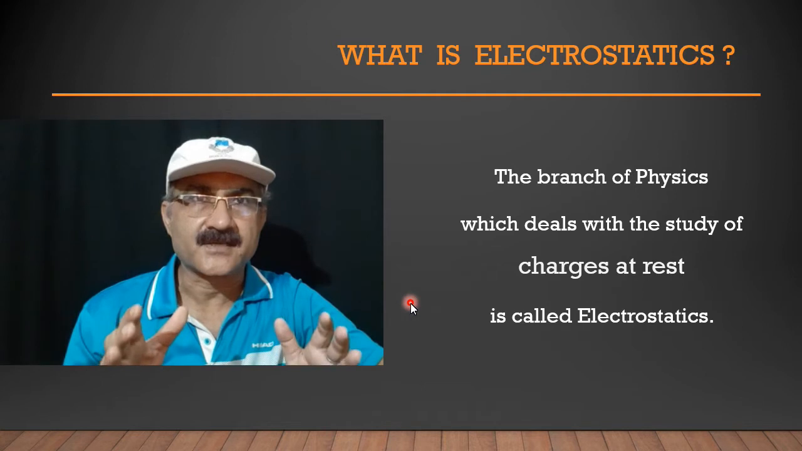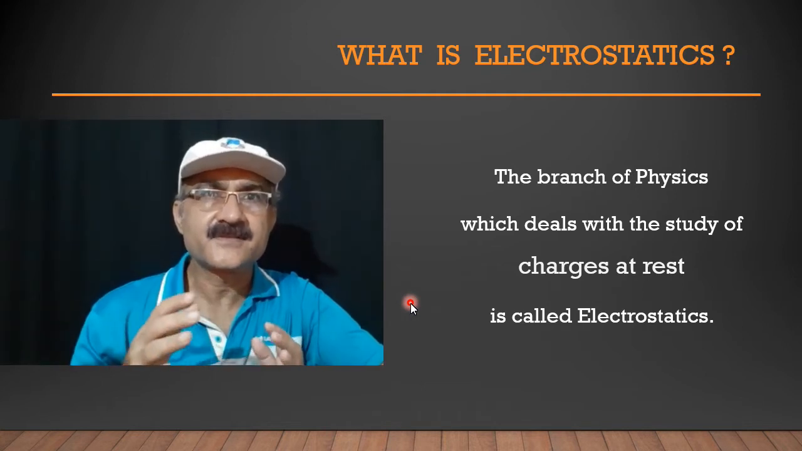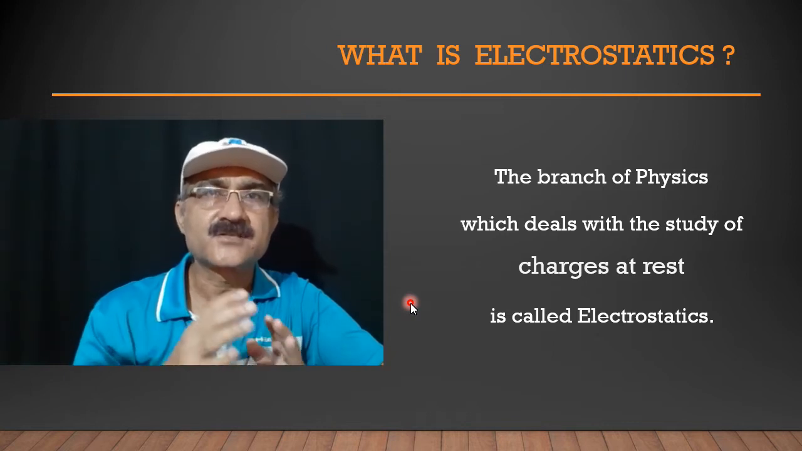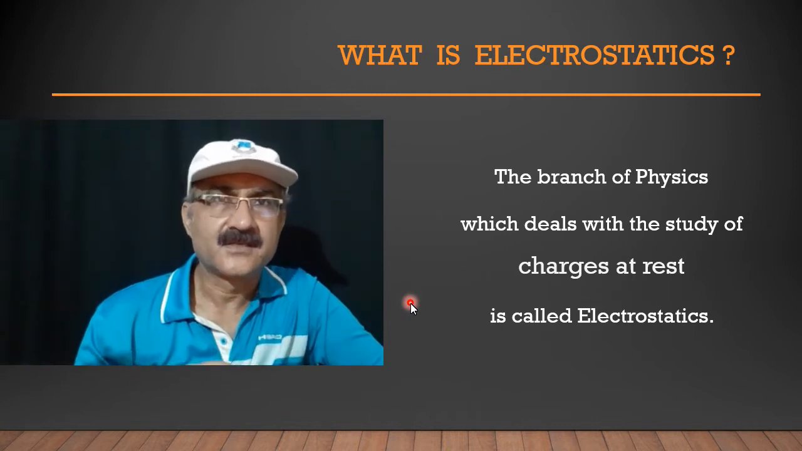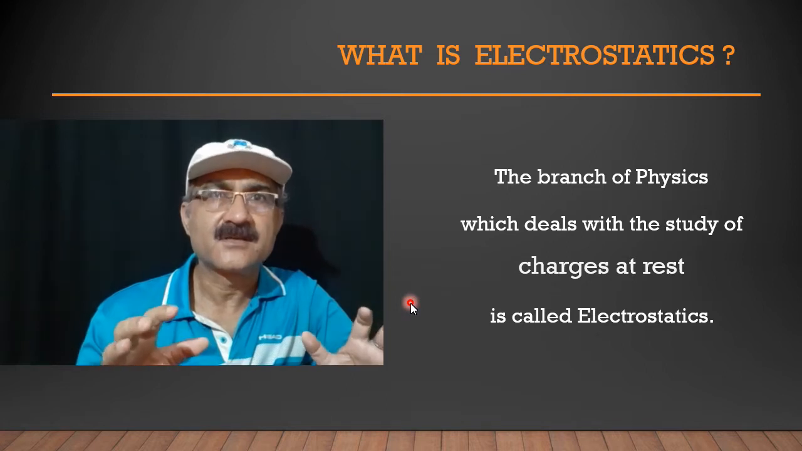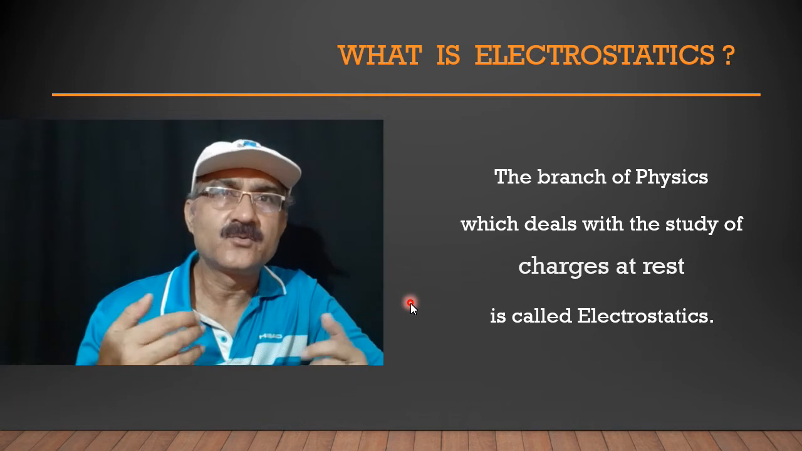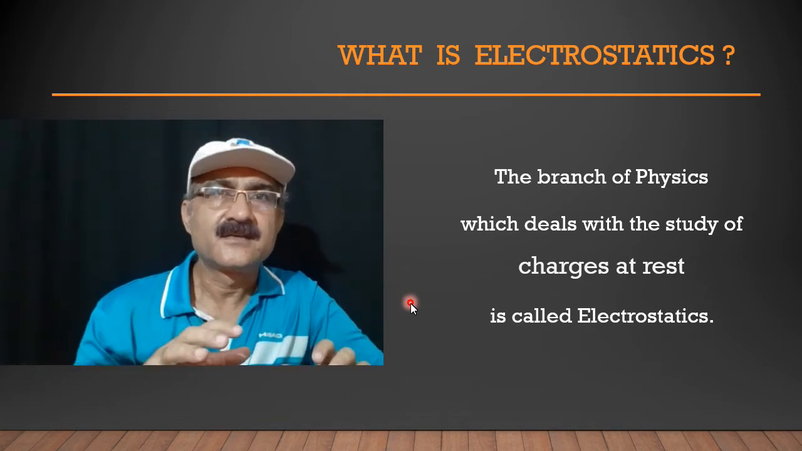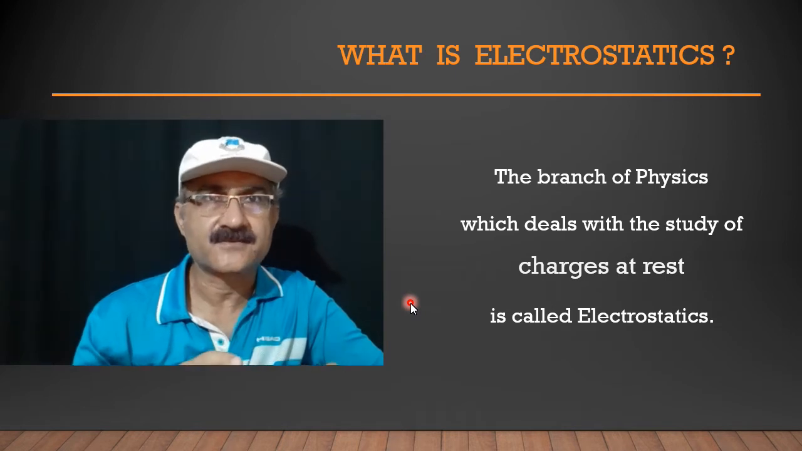In this lesson, we want to understand what is electrostatics. We can say it like this: the branch of physics which deals with the study of charges at rest is called electrostatics. So that means, say we have some electric charges at rest. At rest means they are static, they are not moving. And we want to study their behavior. Then that branch of physics is called electrostatics.